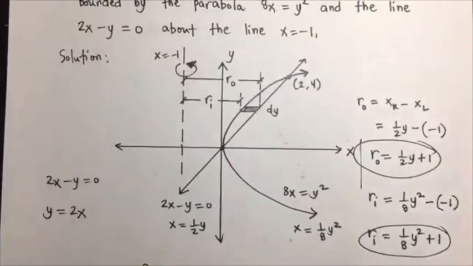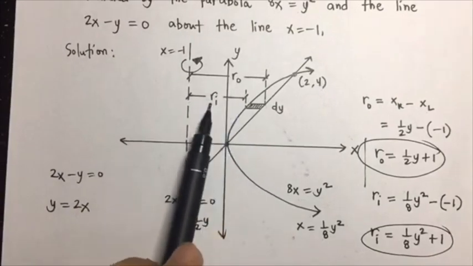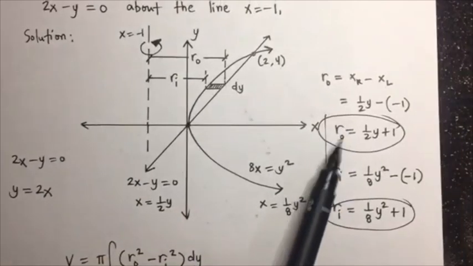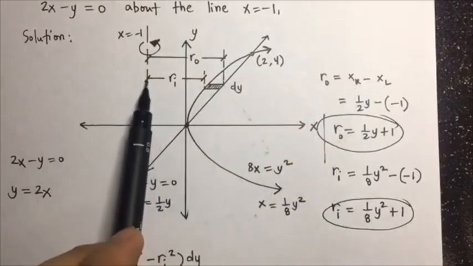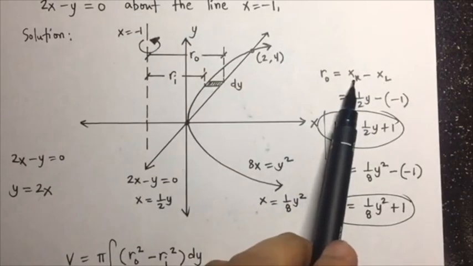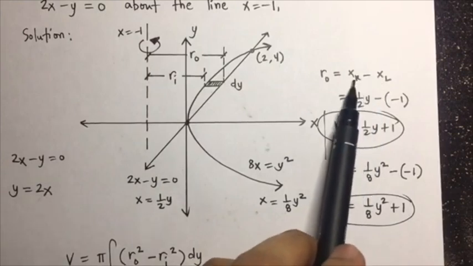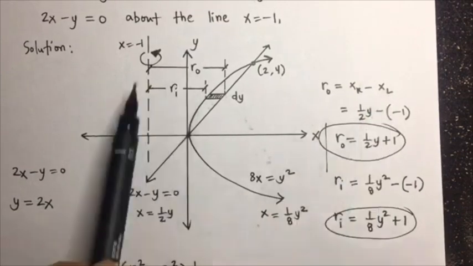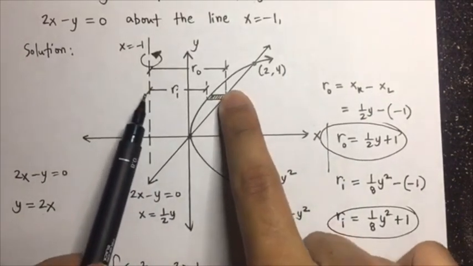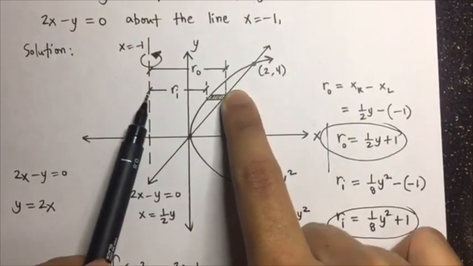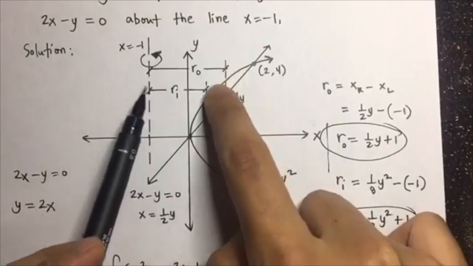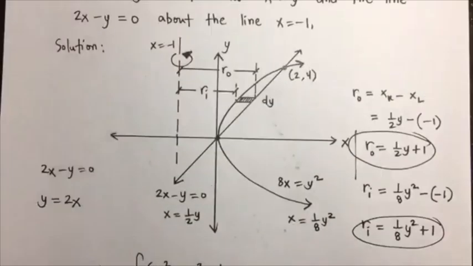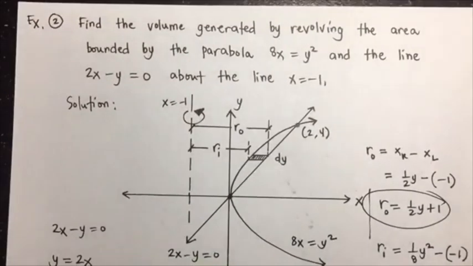Finding the outer radius and the inner radius can be very tricky, but all you need to remember is to just subtract from right to left. Subtract the right x by the left x, so that you can get the length of the radii. So that's it, I think, for this method.